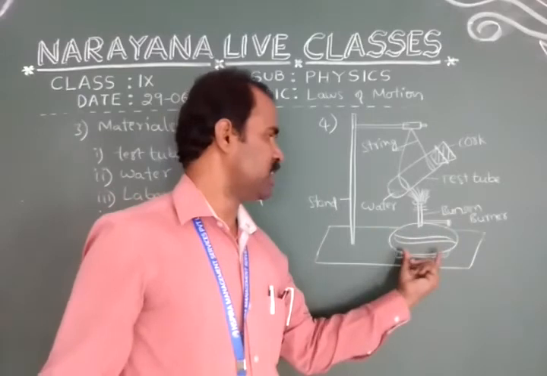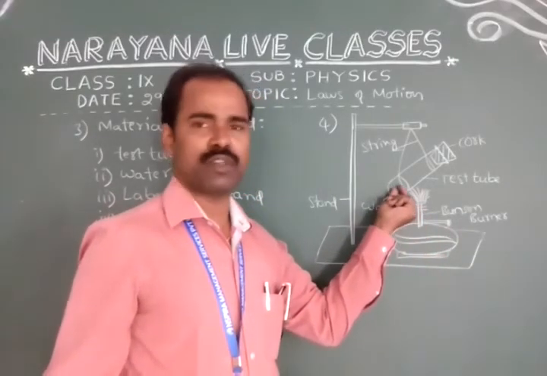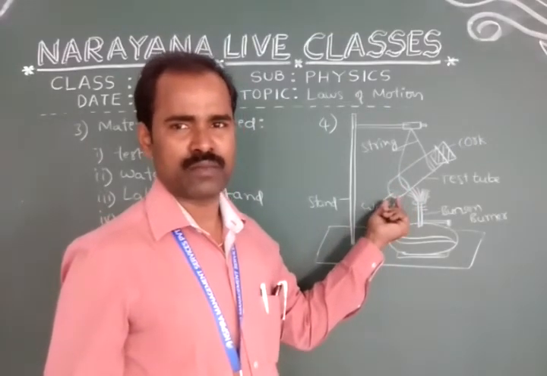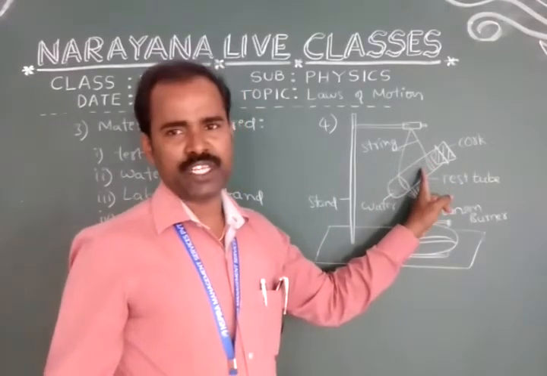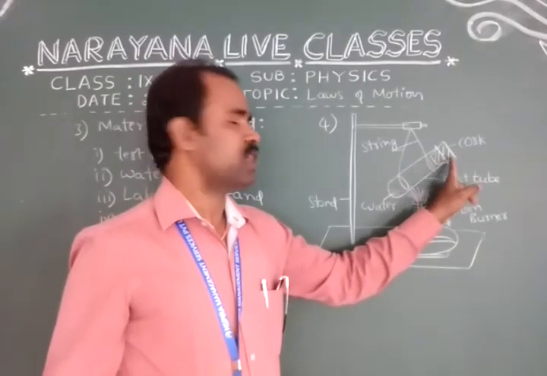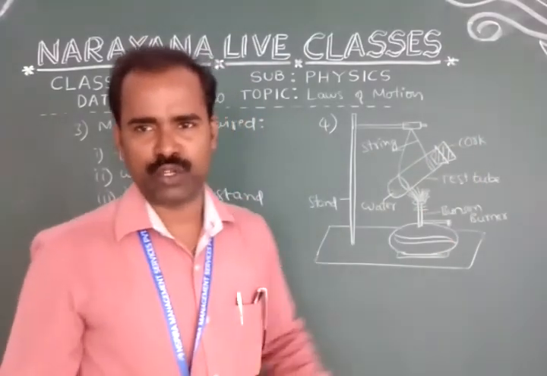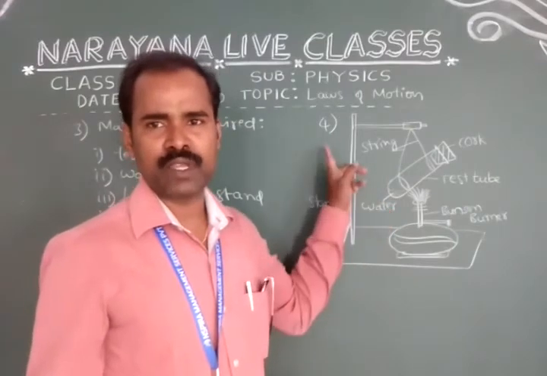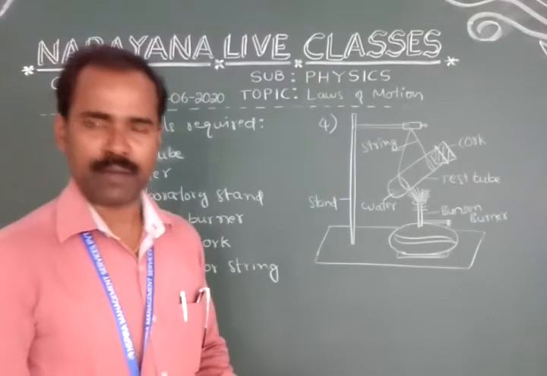Below it you place the Bunsen burner. Whenever the heat energy is transferred to the water, water gets converted into steam. So the steam pressure increases inside the test tube and the rubber cork will fly off from the test tube. So this is the diagram for Newton's third law of motion to perform in the laboratory.